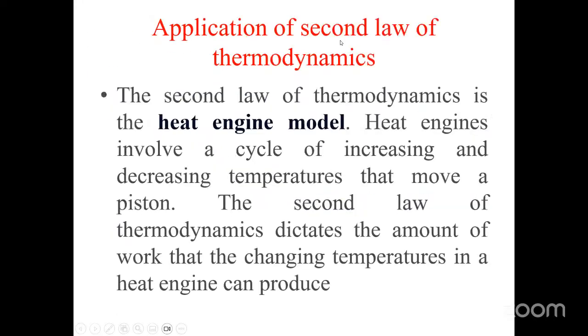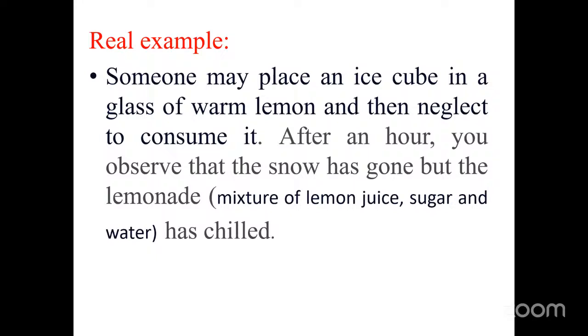And for the application of the second law of thermodynamics, we are taking the heat engine model. What will happen in a heat engine? The second law of thermodynamics is the heat engine model. This is one example we are taking for the second law. A heat engine involves a cycle of increasing and decreasing temperatures that moves a piston. The second law of thermodynamics dictates the amount of work that the changing temperatures in the heat engine can produce. This is one example of the second law of thermodynamics. Okay, this is also what we discussed last time.